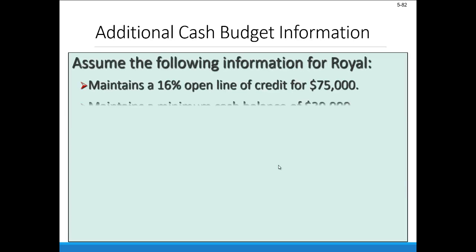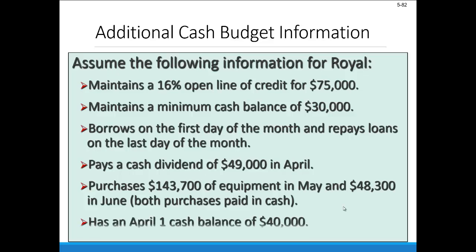So let's look at Royal's here. We're going to need a little more information in addition to our previous budget stuff. Let's assume that Royal has a 16% open line of credit with some bank for $75,000. They can borrow as much as they need up to that at any one time. Let's assume they also want to maintain a minimum cash balance of $30,000. Okay, I don't want to run the well dry. I want to make sure they have some cash on hand to do whatever they need to do.